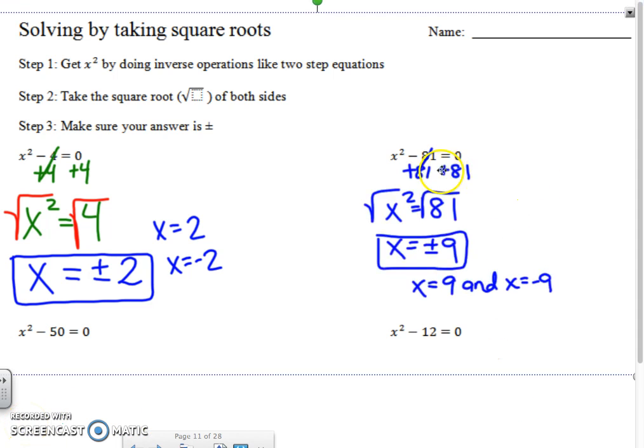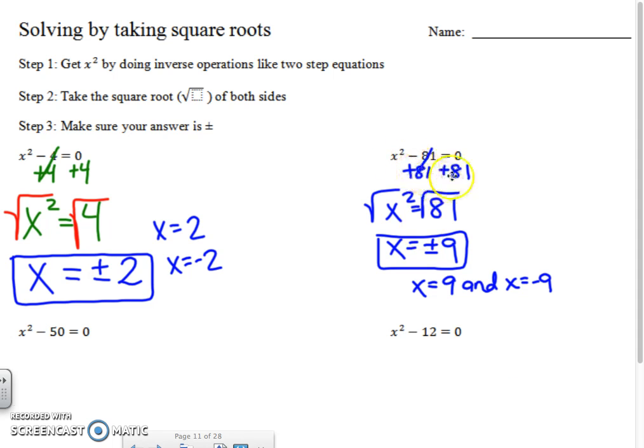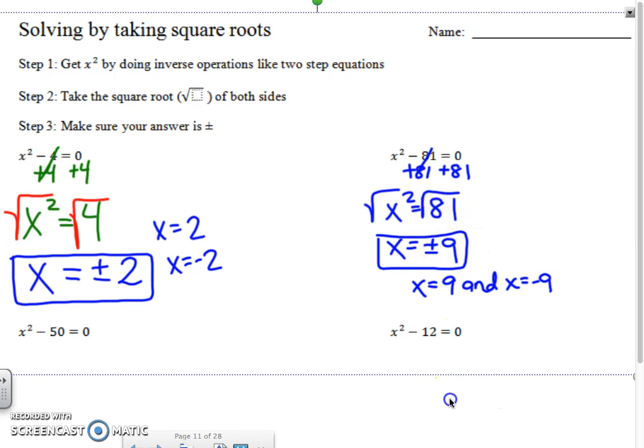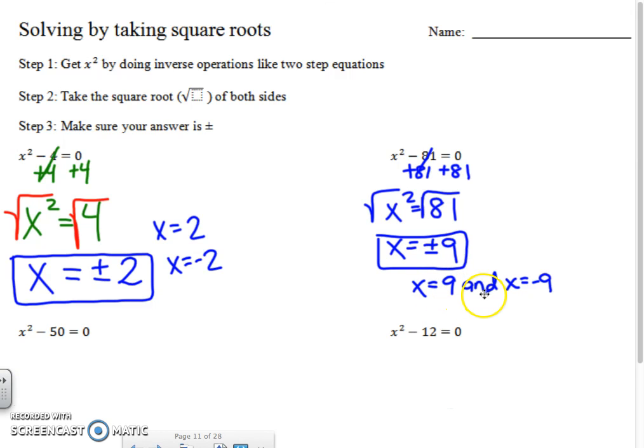All right, so on this one over here, the first thing I did was I added 81 to both sides, and I canceled out my 81s. I got x squared equals 81. I took the square root of both sides, and that gave me an x. Do not forget your plus or minus, and the square root of 81 is 9. So what's nice about these is when they're perfect squares, you're going to get a whole number. Okay, so what that means is x equals 9 is a solution, and x equals negative 9 is also a solution.